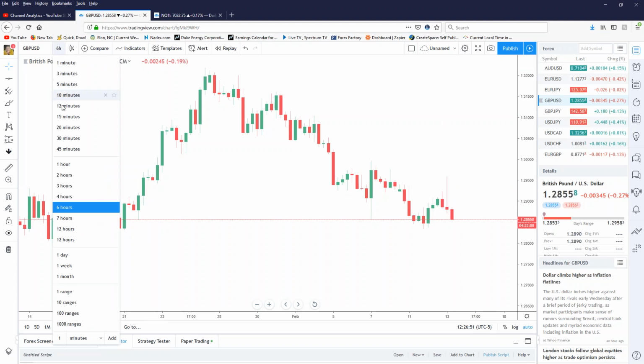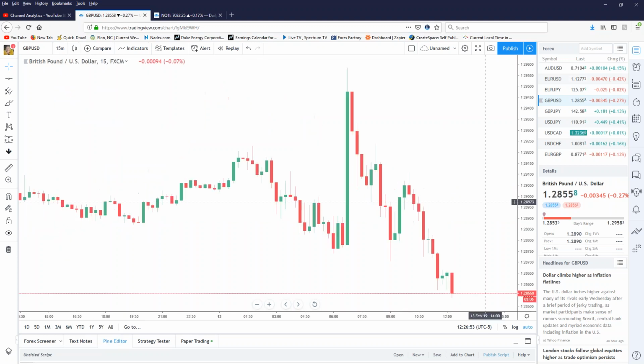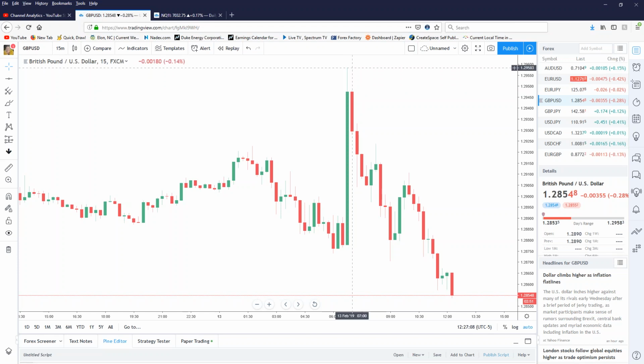If I go down to a 15-minute chart, this moves so fast that it would have triggered your worst case scenario. But those do not happen every day. This is why we plan for the worst, but a lot of times you could have exited prior to that.